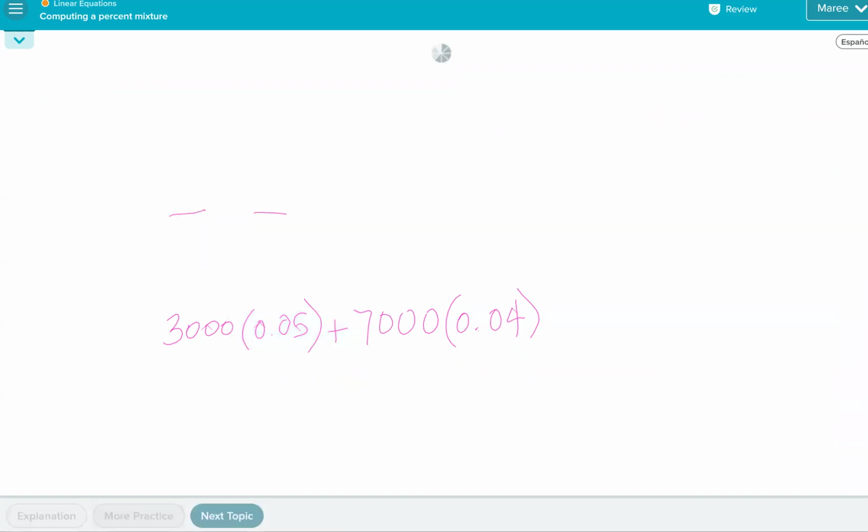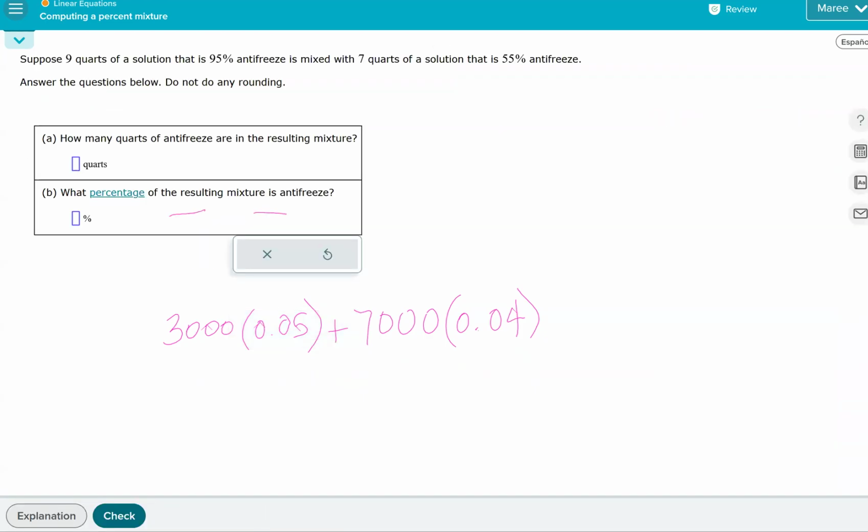Okay, let's do another example. Suppose 9 quarts of a solution that is 90% antifreeze is mixed with 7 quarts of solution that is 55% antifreeze. Answer the questions below. Do not do any rounding. How many quarts of antifreeze are in the resulting mixture? So we don't want the total quarts. We just want to know how much of the total quarts is antifreeze.